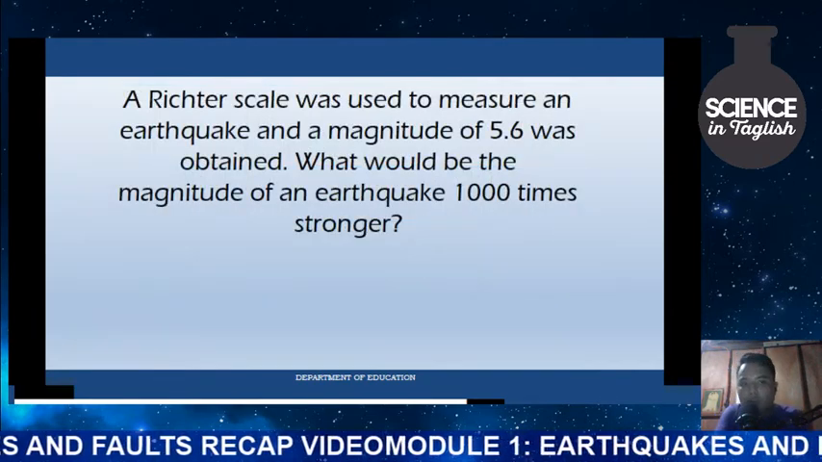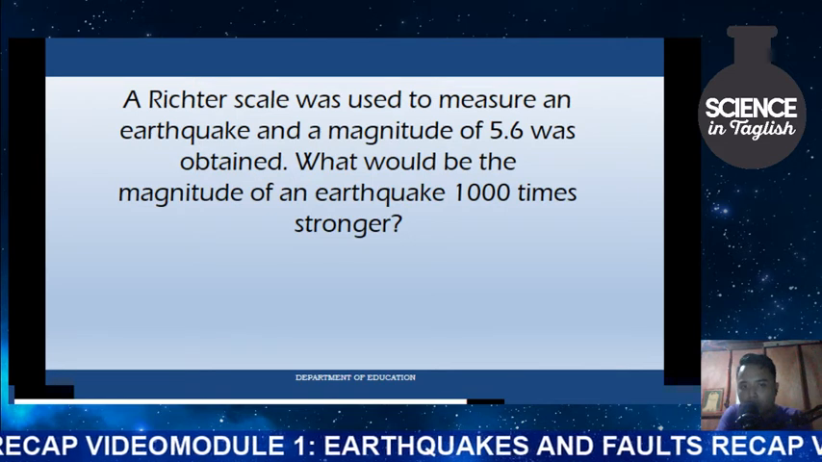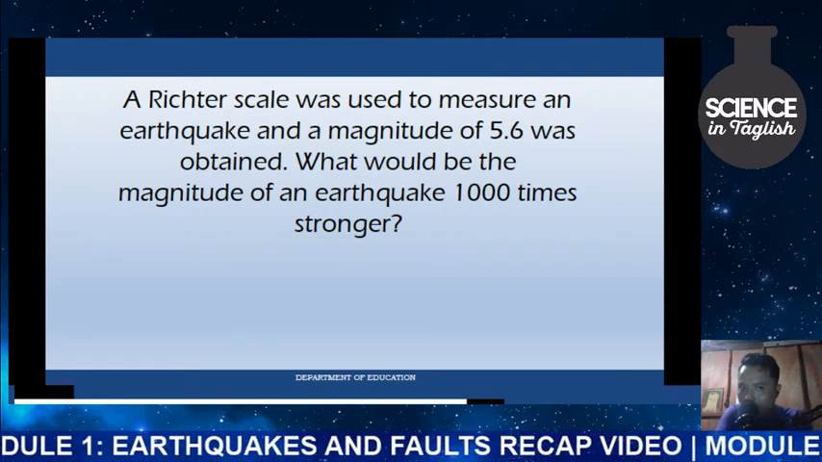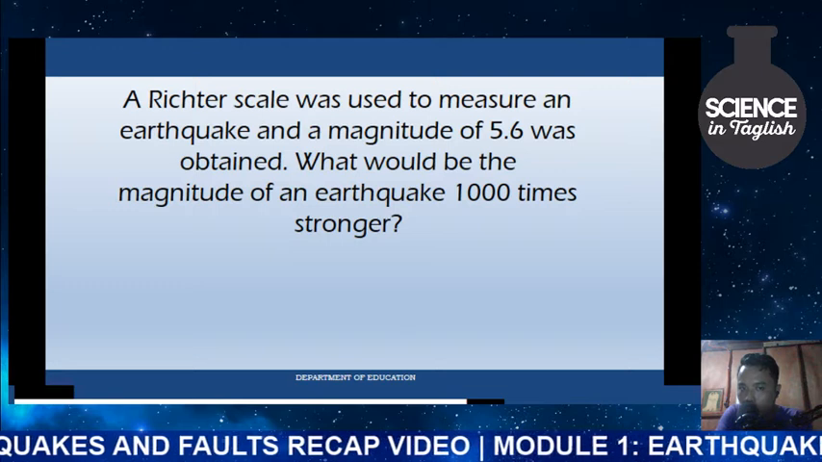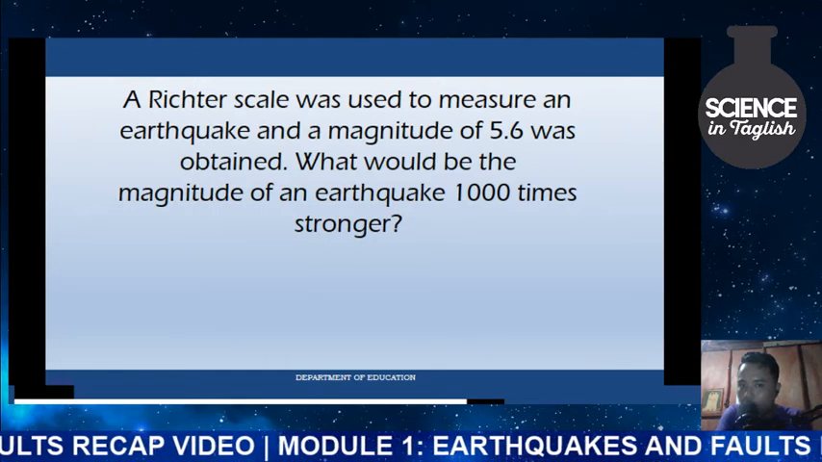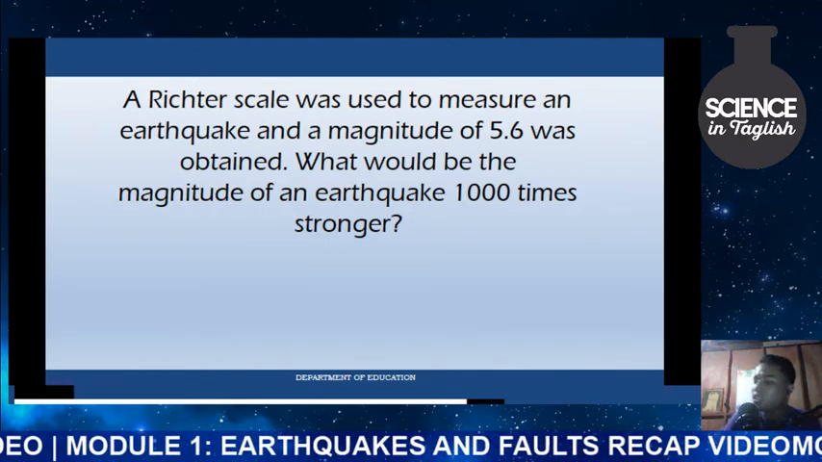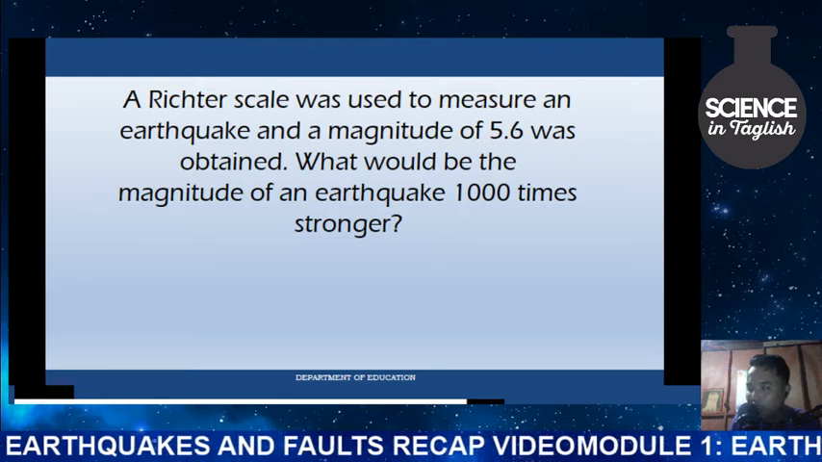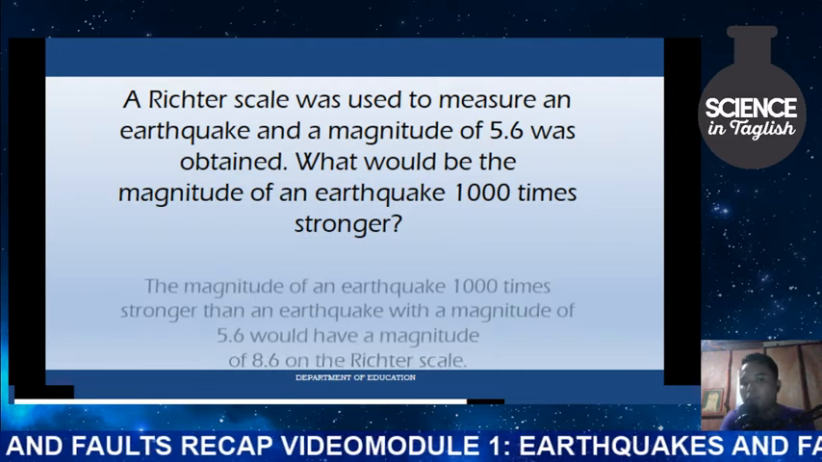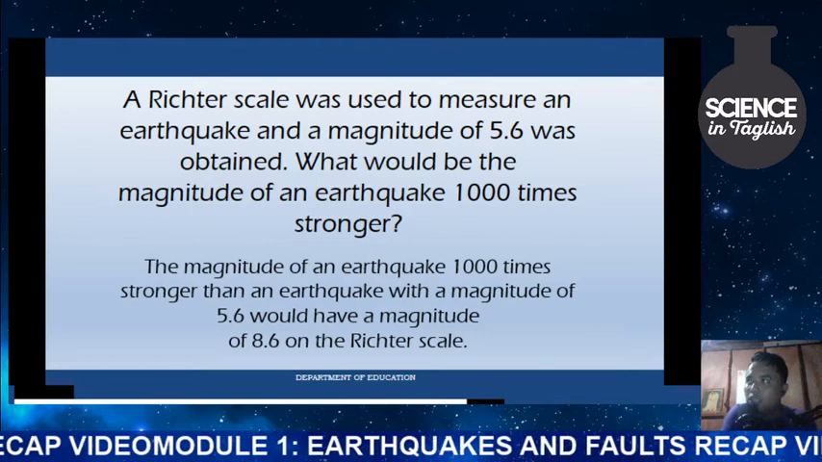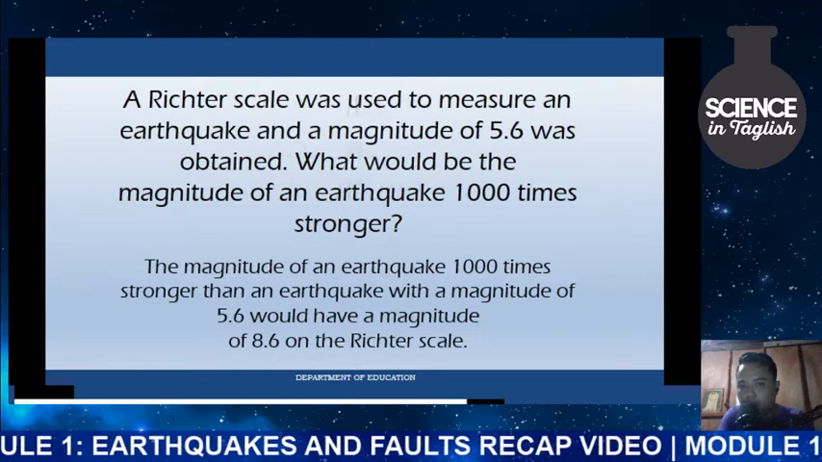So, a Richter scale was used to measure an earthquake and a magnitude of 5.6 was obtained. What would be the magnitude of an earthquake 1,000 times stronger? So, 5.6, 6.6, 7.6, 8.6. That's 10 times 10 times 10.